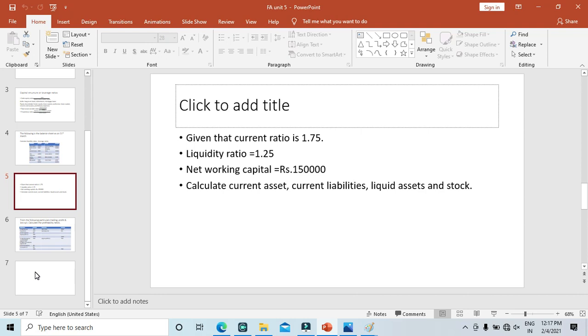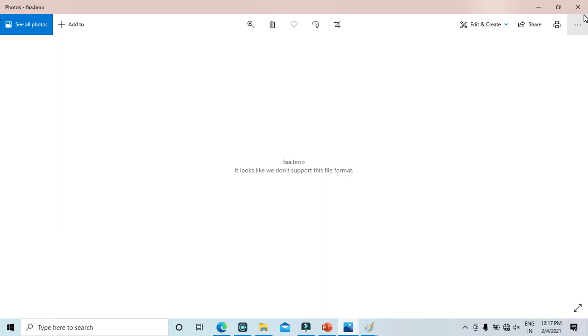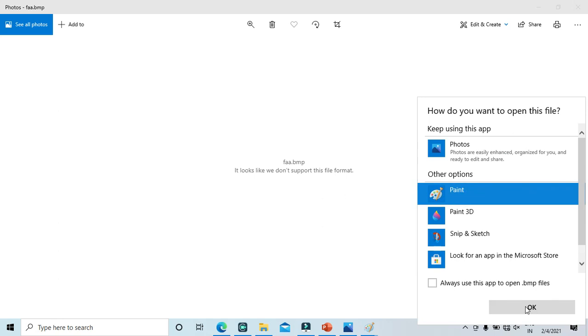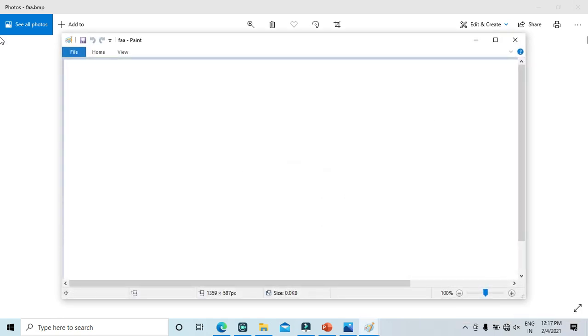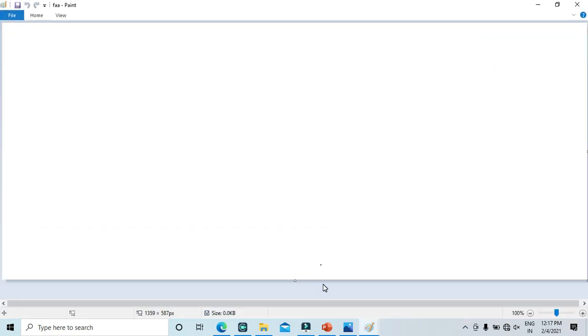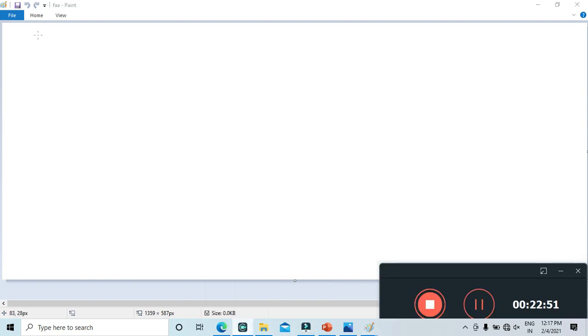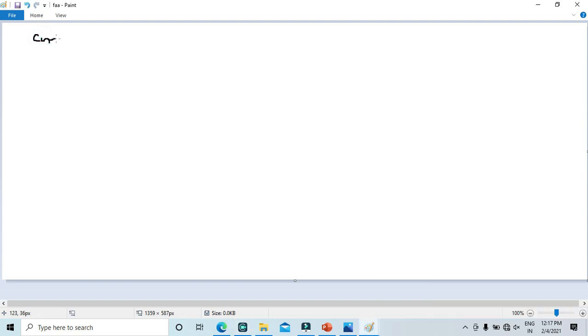So basically, what's the current ratio formula? Current assets divided by current liabilities. This is the formula, right? So 1.75 means the numerator will be 1.75 and the denominator will be 1. All the time remember this: if something like this has been given, that means 1.75 is to 1. This is the ratio, so the first one will be the numerator and the one after will be the denominator. So here 1.75 will be in the numerator and 1 in the denominator.